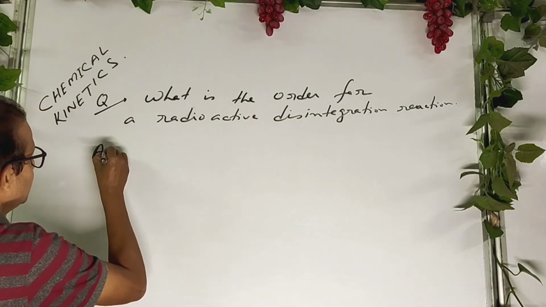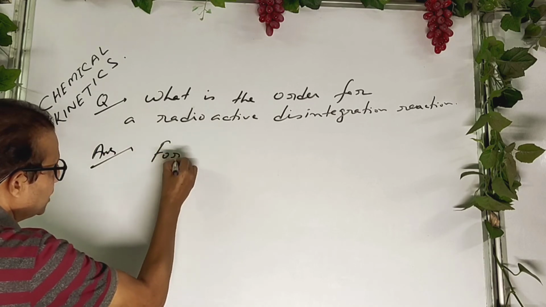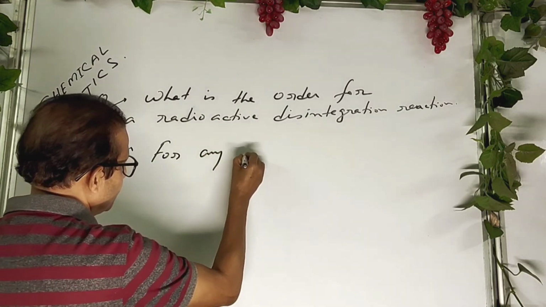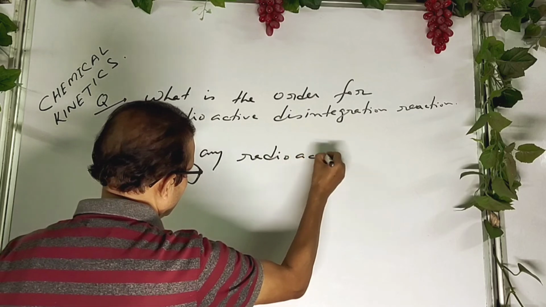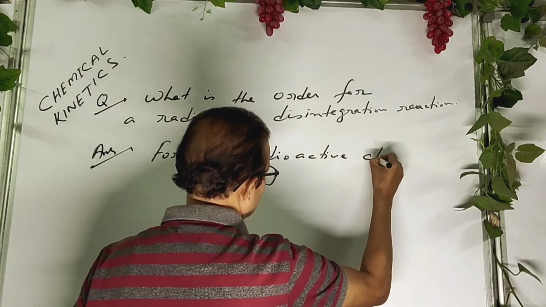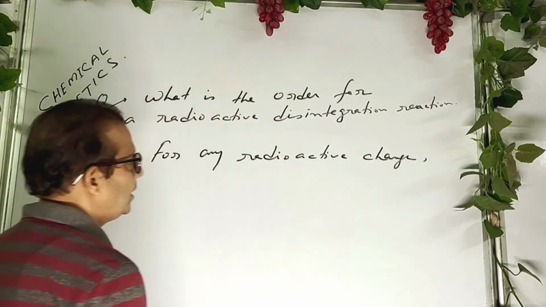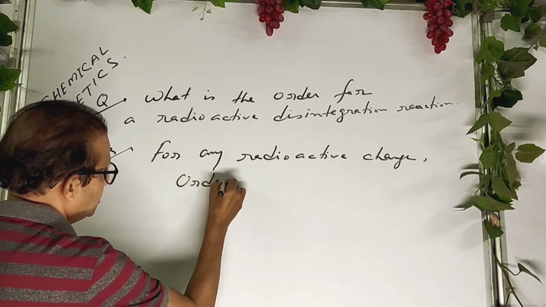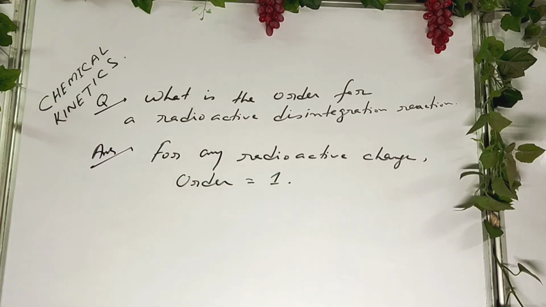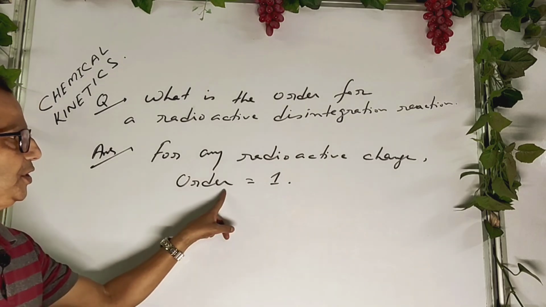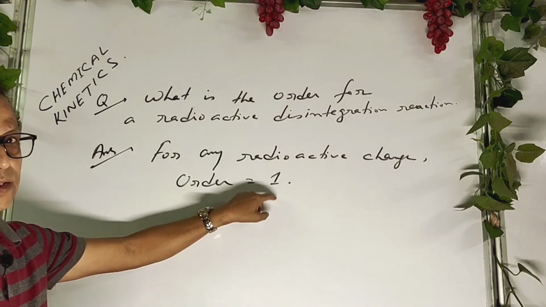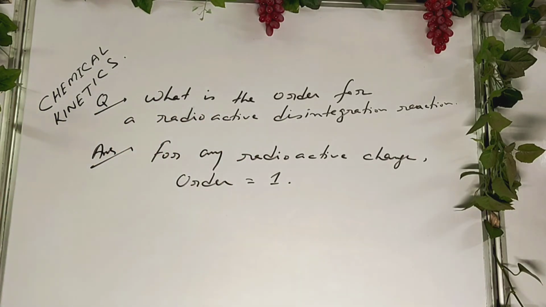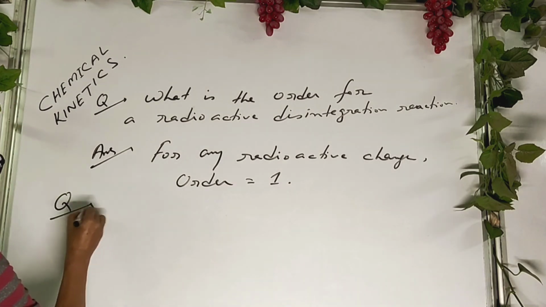Remember it, it's very important for entrance. For any radioactive change, always the order is 1. So remember it, for any radioactive change the order is always 1, that is for any radioactive disintegration reaction the order is always 1. Okay, so see another question.